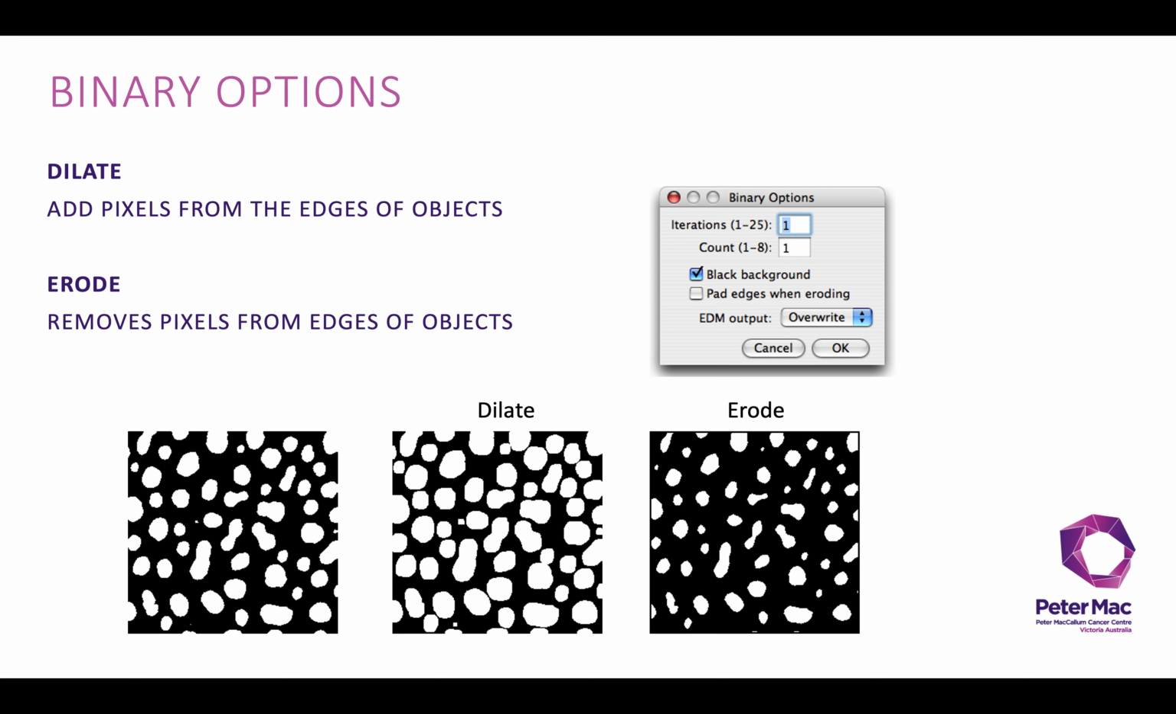We'll play around with this a little bit as well. These are binary options. So we have the ability to modify these binary masks that we've created by doing things like dilating, which adds pixels onto the edges of objects, and for example, erode, which removes pixels from the edges of the objects. And there's examples of the dilate here, where you make the structures go slightly larger, and erode here to make the structures slightly smaller.